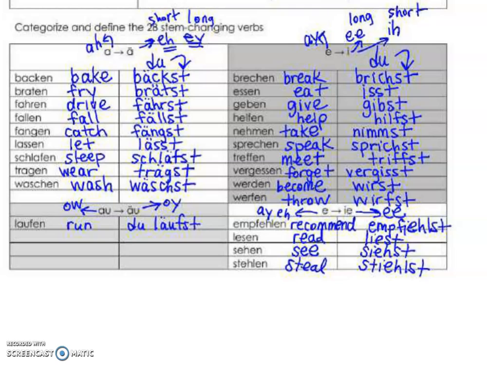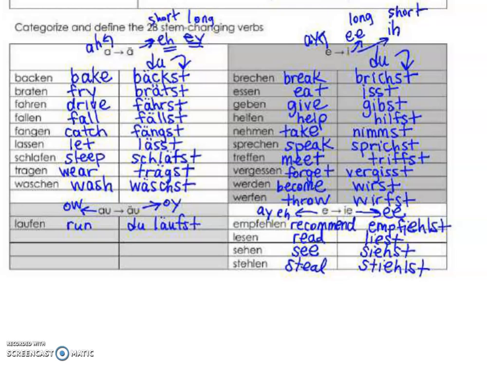Werfen means to throw, du wirfst. Empfehlen means to recommend, du empfiehlst. Lesen means to read, that's du liest. Sehen means to see, that's du siehst. And stehlen means to steal, that's du stiehlst.